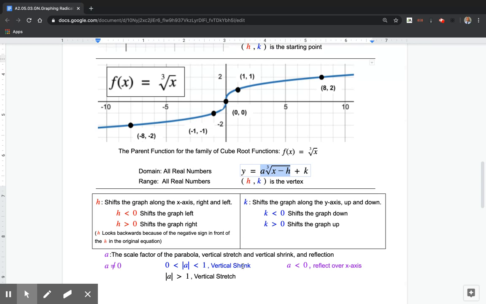For a vertical shrink, the absolute value of a has to be between 0 and 1. For a vertical stretch, the absolute value of a needs to be greater than 1. And anytime that a is less than 0, meaning negative values, there's a reflection over the x-axis.